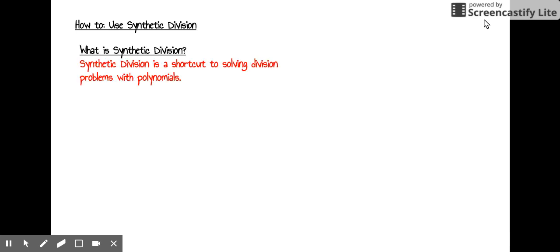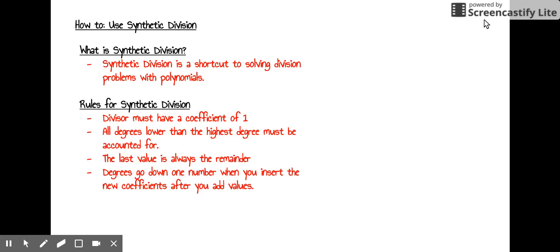What is synthetic division? Synthetic division is almost like a shortcut to solving division problems that involve polynomials. There are different ways of solving division problems with polynomials. You can use long division, but it takes a lot longer than synthetic division. And synthetic division doesn't require a ton of thinking, so it's a lot easier than long division. I think it's a great strategy to use.